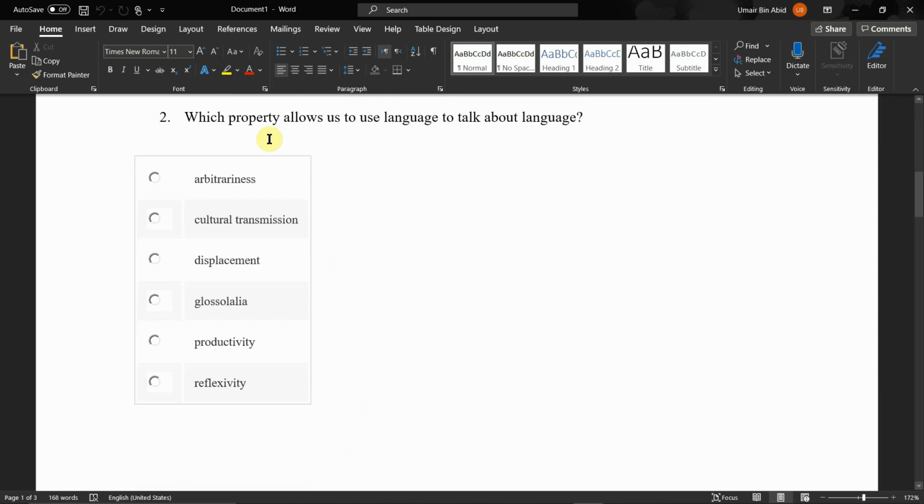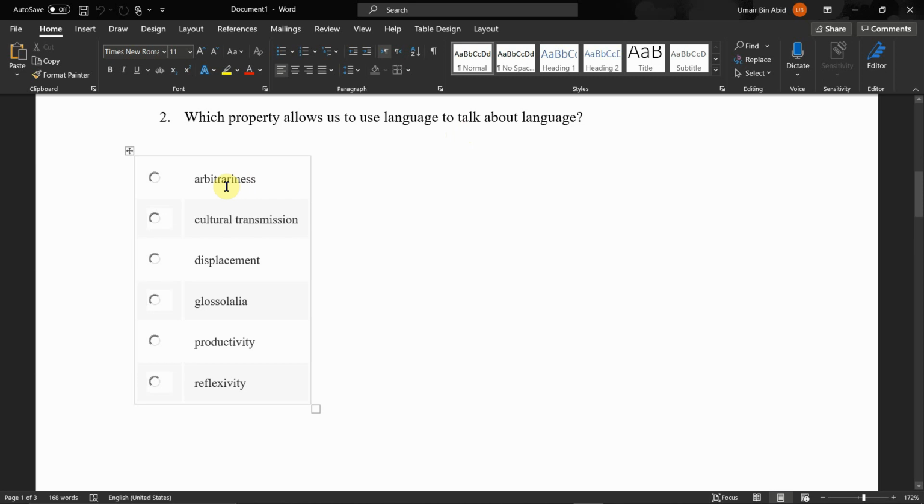The second question is, which property allows us to use language to talk about language? Which property allows us to talk about our own language? This is one of the properties which distinguish us human beings from animals. So if we look at the options, arbitrariness.